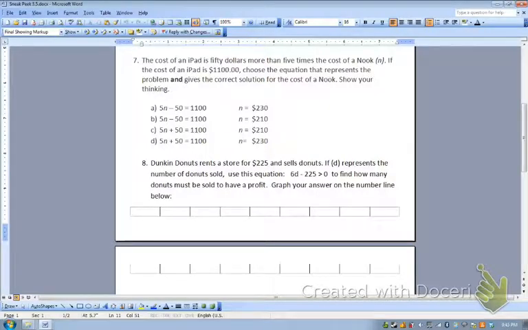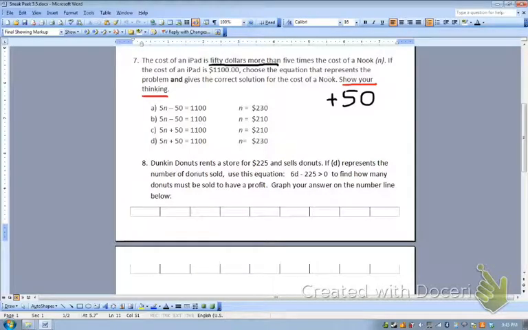I'm going to underline that because if you don't show me your thinking, you do not get points for this problem. Show me your thinking, and that means that you have to write your own equation. So you have to find the important information in this problem, and the important information is, in most of it, in the first sentence. The cost of an iPad is $50 more than, right there, $50 more than. We know that more than means add. What are we adding? $50.